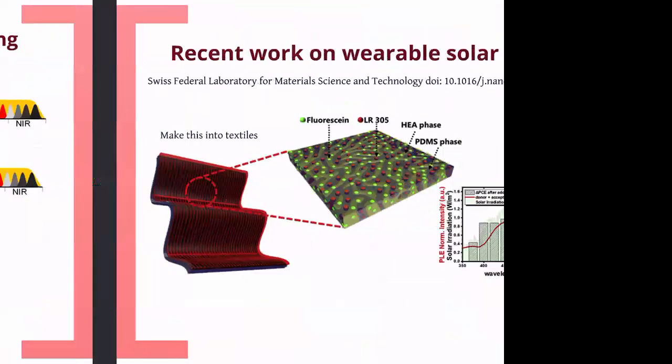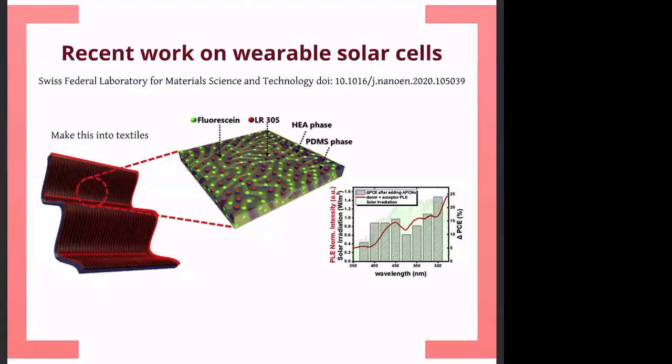And the last example I want to talk about before we end is on wearable solar cells. This is a paper that I found a couple of days ago, and I posted on Slack. It is work from the Swiss Federal Laboratories for Materials Science and Technology. Because these LSCs can be very thin, they came up with the idea of putting this material in something called PDMS, a very flexible polymeric material, which can essentially be made into textiles. So you can make these really nice flexible materials.